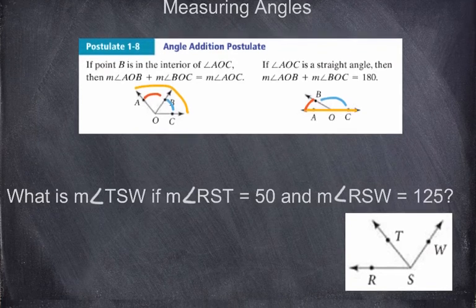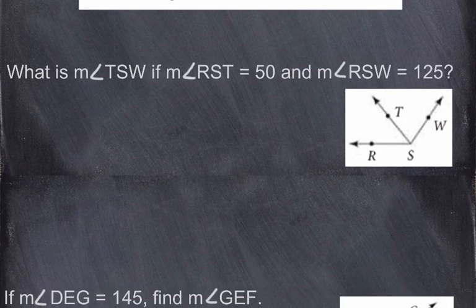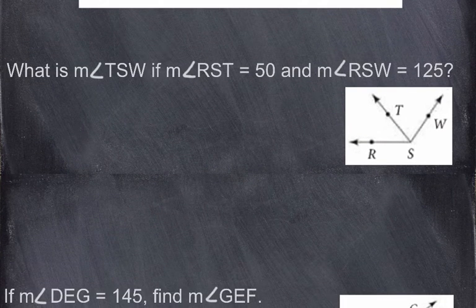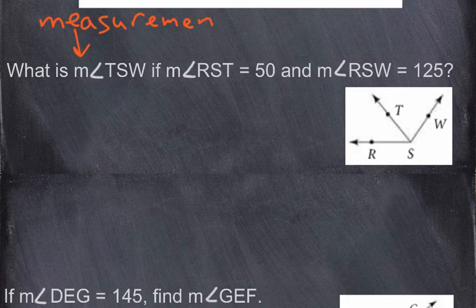So we're going to throw in some numbers here. This first one says the measurement, that little m, by the way, we use the m when we actually know the number value, the specific degree measure. So that little m stands for measurement. I want to make that note. So the measurement of angle TSW, this one right here. We're looking for that measurement.